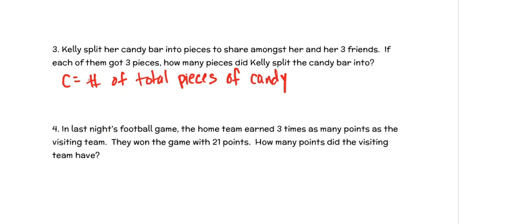So, Kelly split her candy bar into pieces shared amongst her and 3 friends. So, if she has a total of C candy and she split it amongst how many people? You have herself plus these 3. So, it's 4 people total. That means you are dividing those total pieces by 4, and each of them ended up getting 3 pieces. Again, there's no shortcut to this. This is making sense of the words.